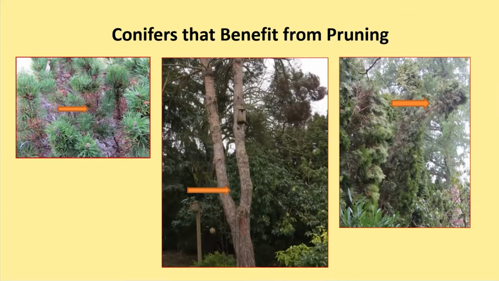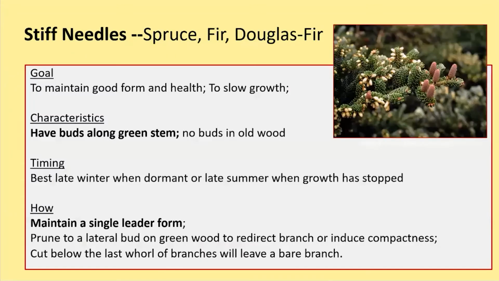Photo in the center shows a two-headed tree. That should have been fixed decades ago. It's too late, but it's a good example for this class. And the photo on the right shows a hedge that is leaning so far out and out of step with the rest. So these are examples where pruning is justified.